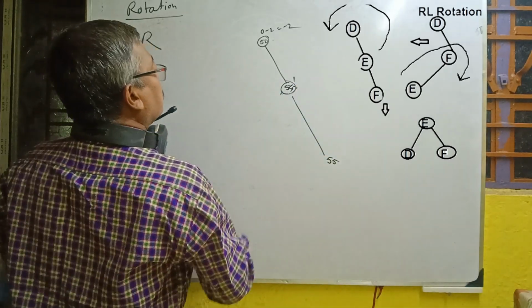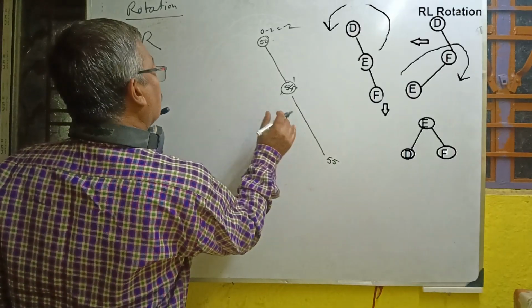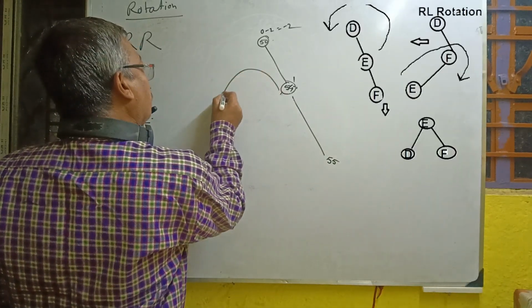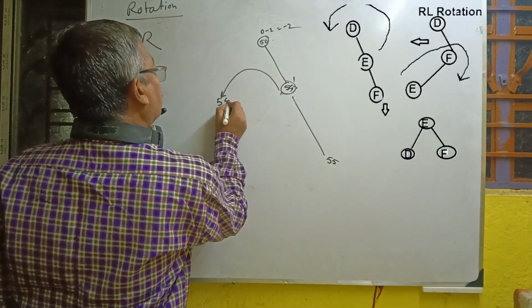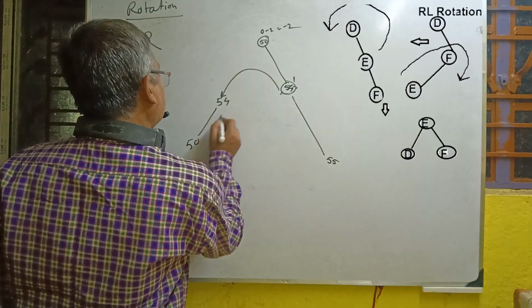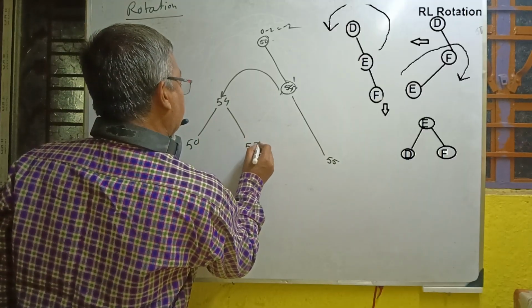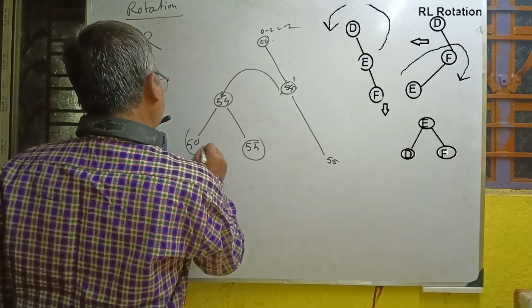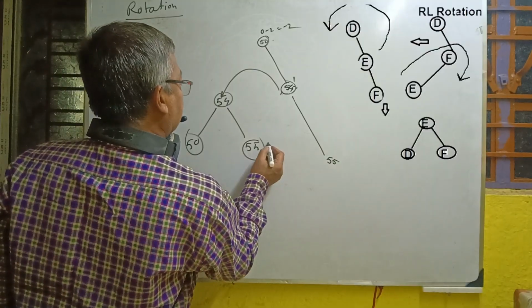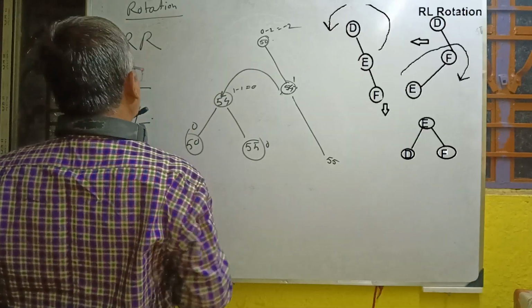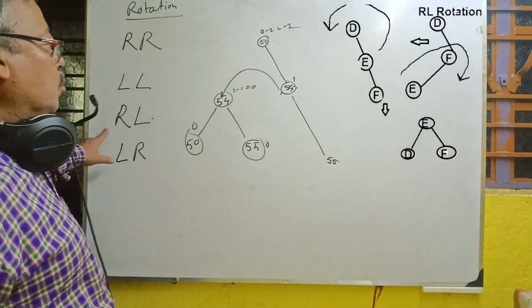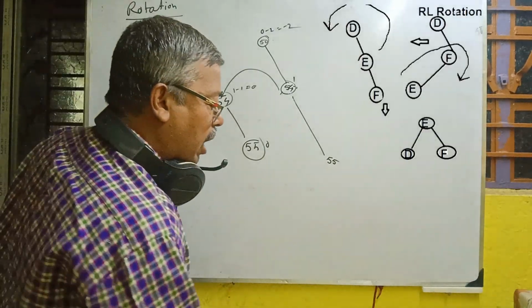So after this one movement, another movement is that 54 will take a left turn. Then 50 is the center point 54, and 55 is the right child of 54. If we count the balance factor, it is 0, and 1 minus 1 is 0. So there are two movements. This is the RL movement. We have already shown the RL movement.